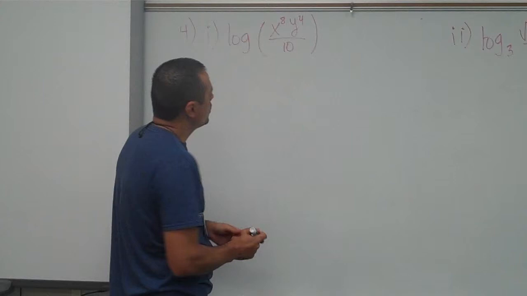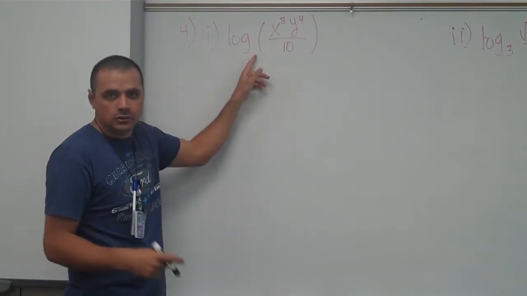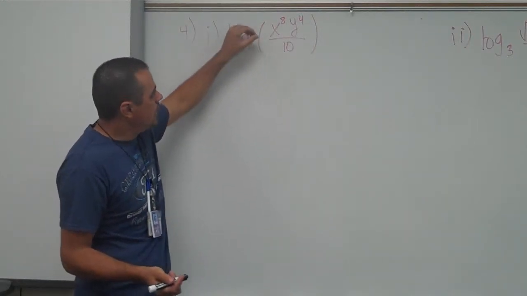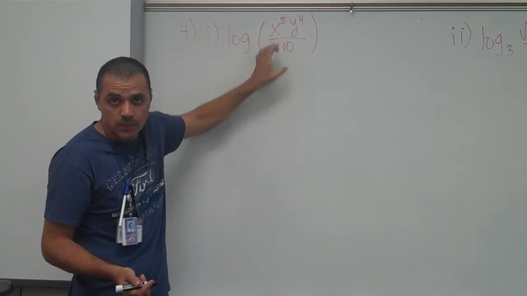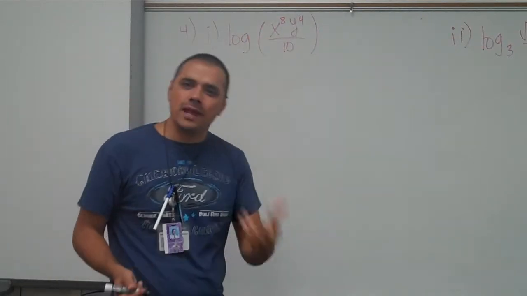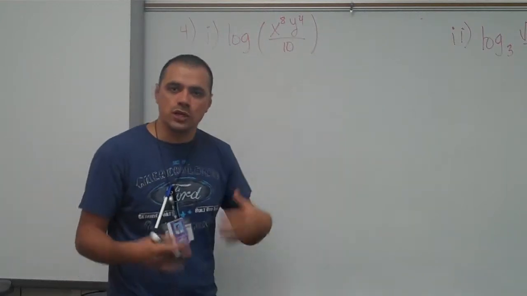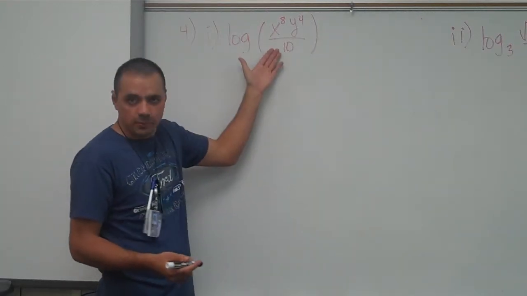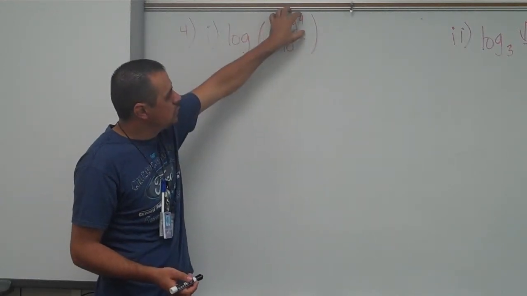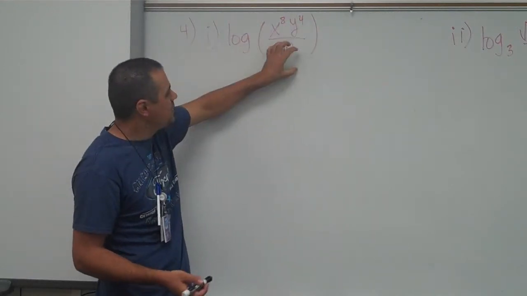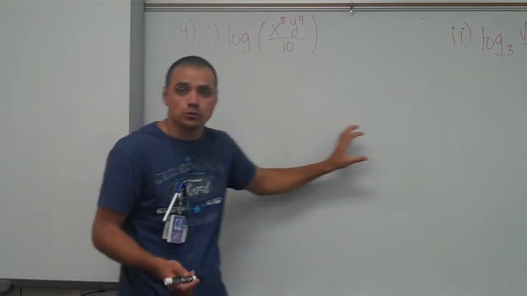Now, notice that this is log. There's no number there, so that means it's log base 10. And now all this on top is being divided by this number on the bottom. So if we're going to expand this, one of the things we can use is the quotient property, which says that if you're dividing, you take the numerator and denominator and you can go ahead and subtract them.